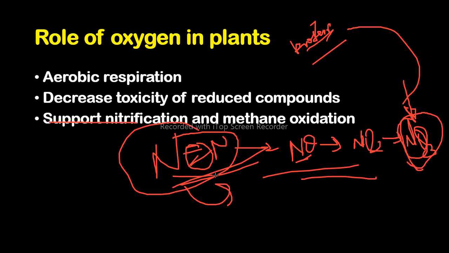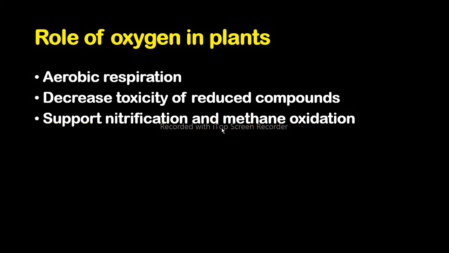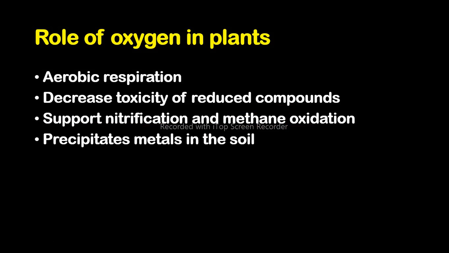Then with decomposition, for instance, plants that live in boggy, water-logged areas, where there is too much decomposition, you produce methane, and this methane can damage the neighboring plants and roots. So the oxygen is going to be used to oxidize this methane into carbon dioxide and water, which are neutral compounds as far as the plants are concerned, and so they'll be able to survive in their environments.